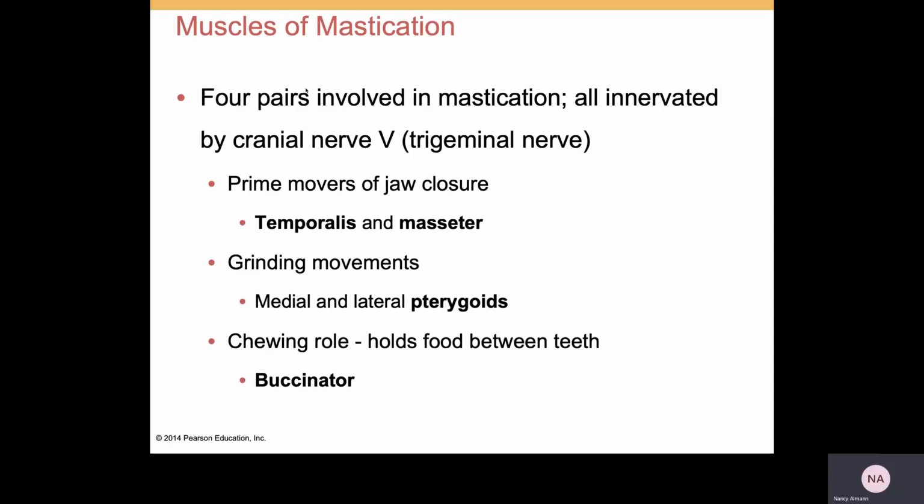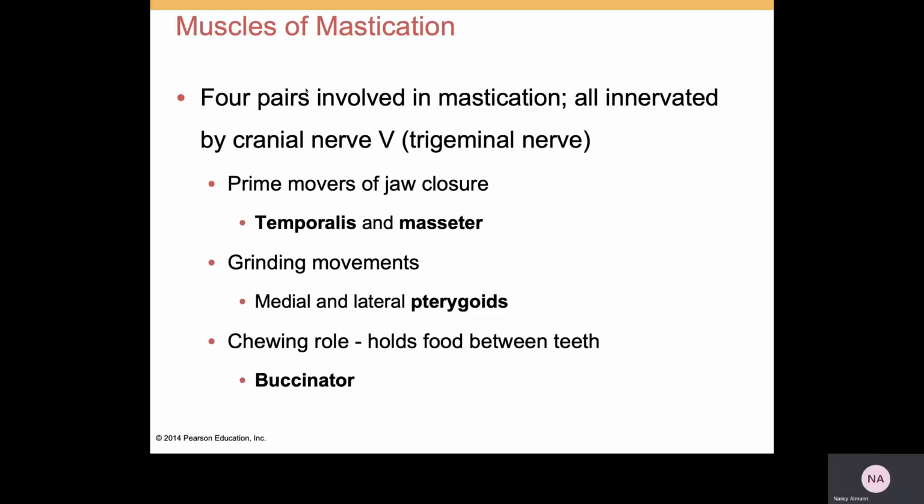Muscles of mastication. There are 4 pairs of muscles that are going to be involved in mastication. All of them get their nerve supply from cranial nerve 5. When we're talking about cranial nerves, the convention is that you use Roman numerals. You do not use the Arabic numerals that we're familiar with. So to abbreviate cranial nerve 5, you would write capital C, capital N, Roman numeral 5, and that specifically is the trigeminal nerve. All of the muscles of mastication are innervated by cranial nerve 5.